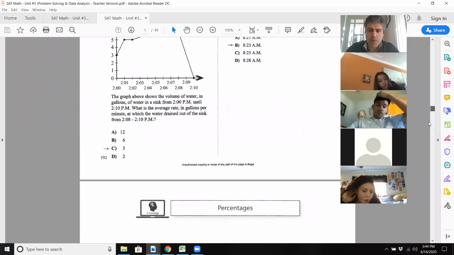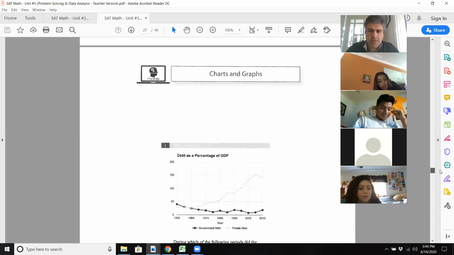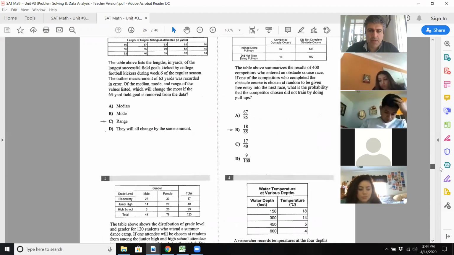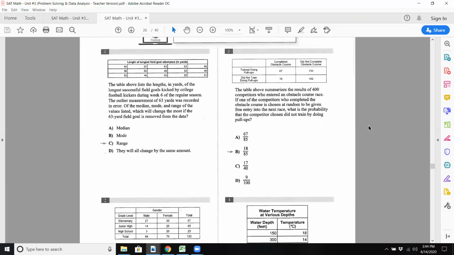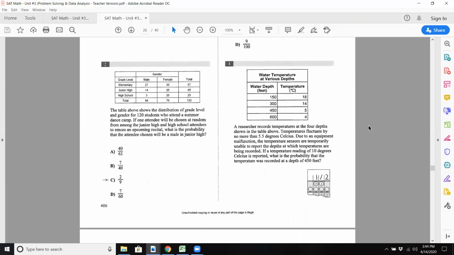So I'm going to go to page 403 on data tables. Here we go. I know for certain that number 4 makes no sense. So I'm going to cross that one off. So we'll look at number 2. This is on page 406, by the way.